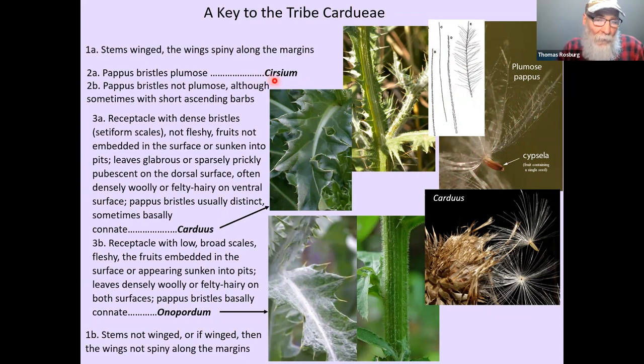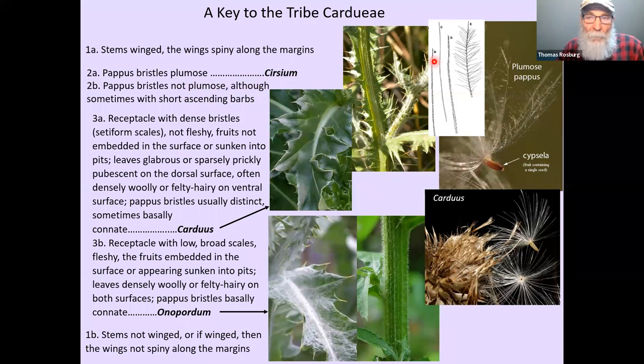Now, Cirsium keys out here. It's also going to key out at another point, because there are Cirsiums that do not have wings, like this down here. This is a Cirsium right here, in fact. So Cirsiums key out both here and here. This one that keys out up here is going to key out to bull thistle. That's what this is right here. All right, but at this point, we're just keying to the genus. So this gets us to a Cirsium.